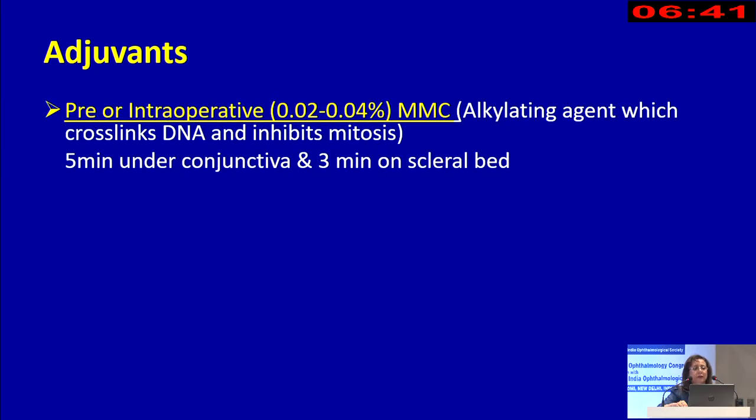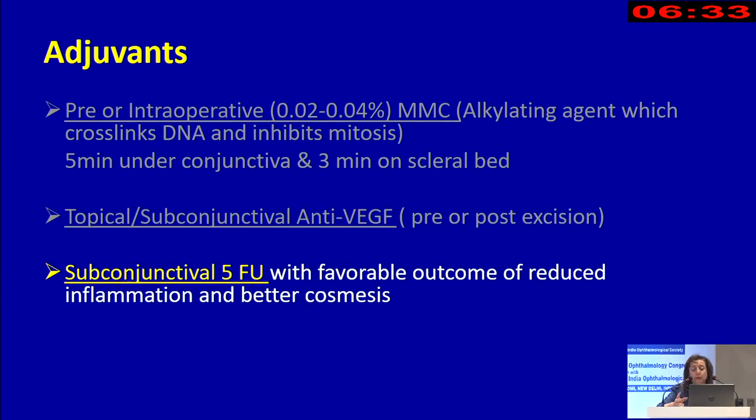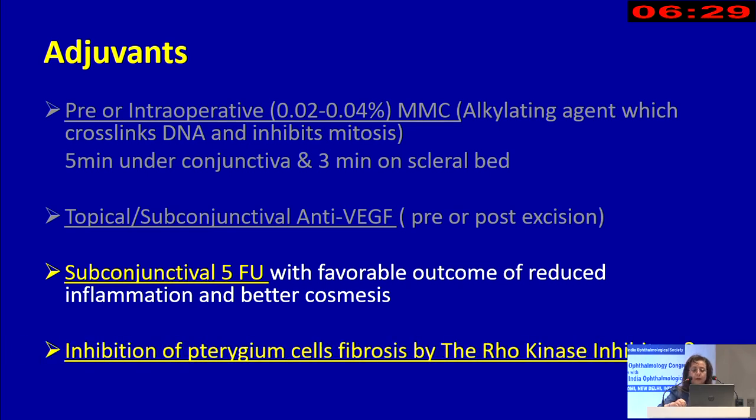Adjuvants: anti-metabolites, so intraoperative MMC, alkylating agents, or even topical anti-VEGFs have been used, and subconjunctival 5-FU we use quite often, and I'll show you later. And there have even been reports of inhibition of fibrosis with rho kinase inhibitors.